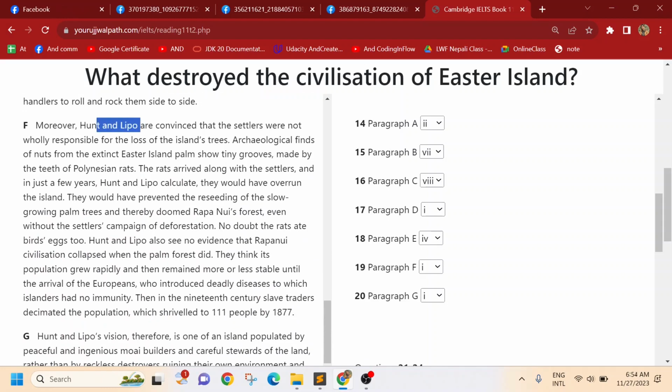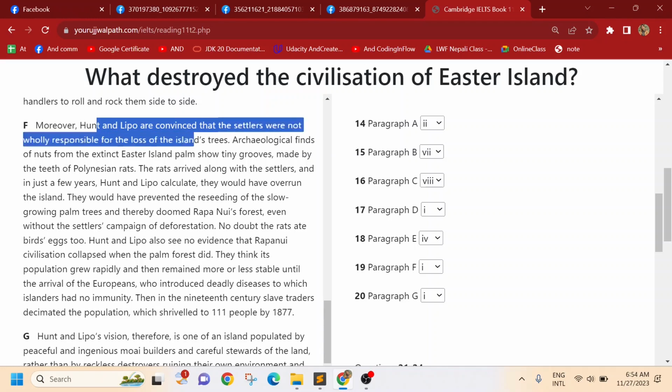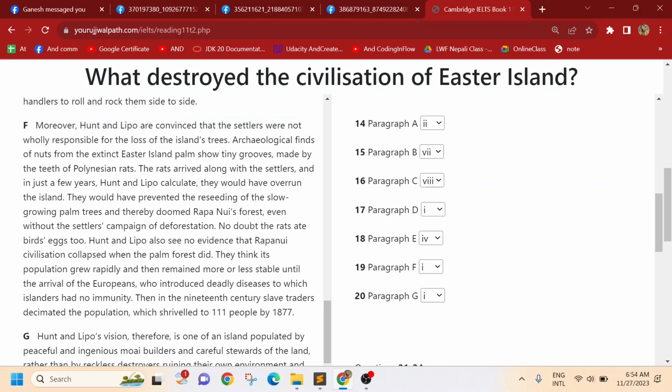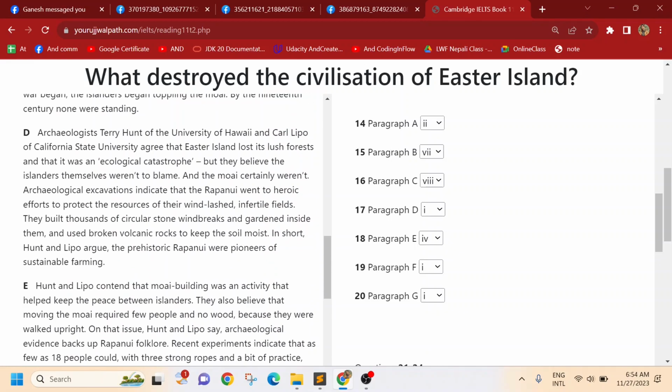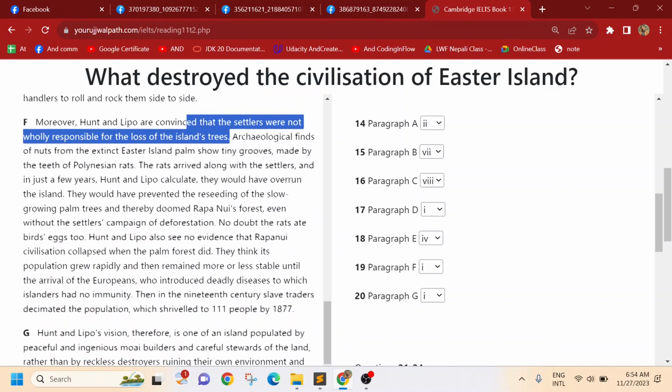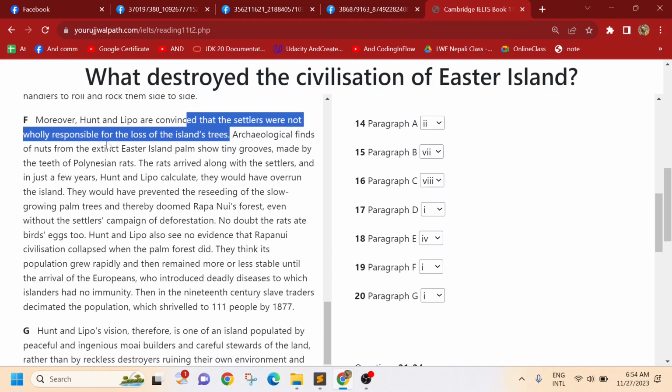So moreover, Hunt and Lipo are convinced that the settlers were not wholly responsible for the loss of the island's trees. So this is something like the previous message. They were not wholly responsible for the loss of the island's trees, means they were partially responsible, and they were not to blame, like we just saw in paragraph D. And here what we see is they were not wholly responsible. Let's see the last one.